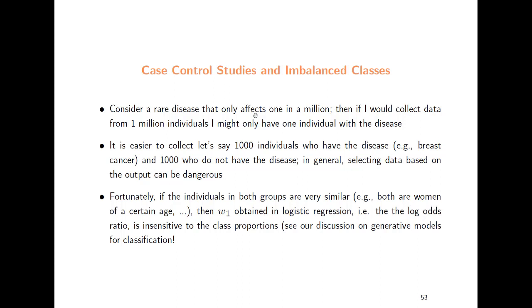But fortunately, and this is really the strength of logistic regression, if the individuals in both groups are very similar, so for example, the two groups should not be very different, then of course this can be a problem. And then if we look at the W1 obtained in logistic regression, then the log odds ratio is insensitive to the class proportions. So in this case it means that if we do the selection based on this recipe, and we're doing a logistic regression analysis, we get the same W1 as if we would have done the correct thing of picking people randomly and looking at their properties.